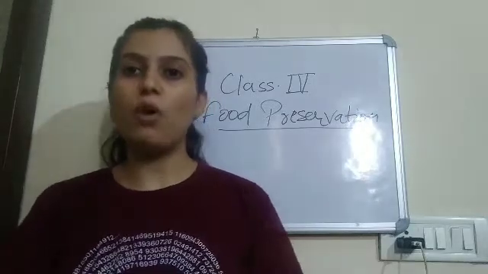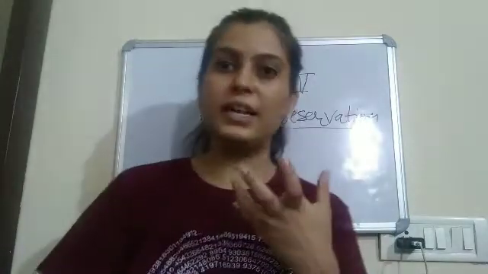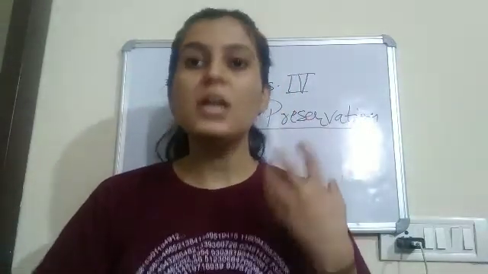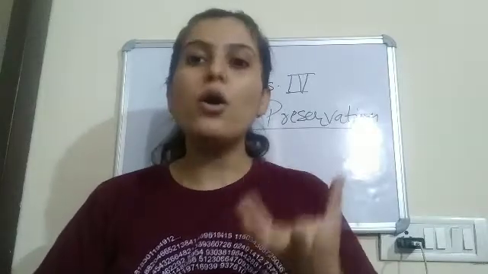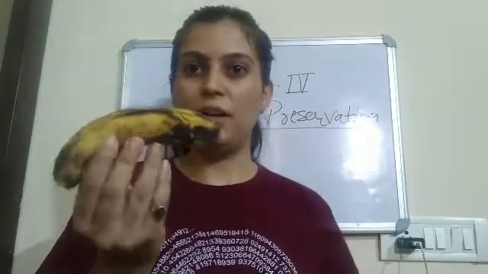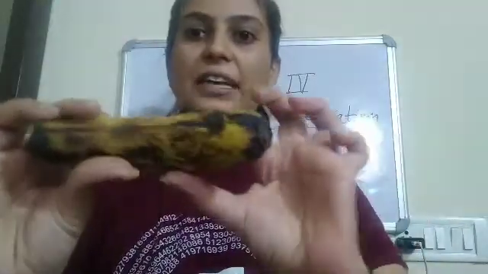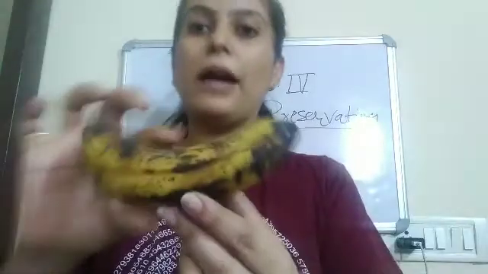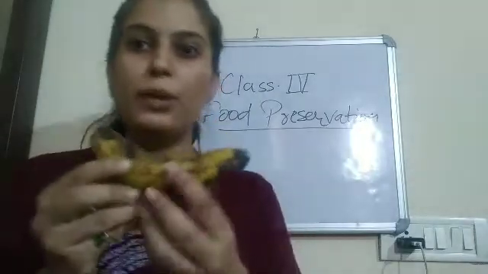Now first of all, what is spoiling of food? You must have seen that our fresh fruits and vegetables get spoiled after some time. What is that spoiling and how does it happen? For example, this is your banana. After 2 or 3 days, you will see that this banana will turn black. If we do not preserve it, if we do not put it in an environment where it can stay fresh, after some time it will be completely black.